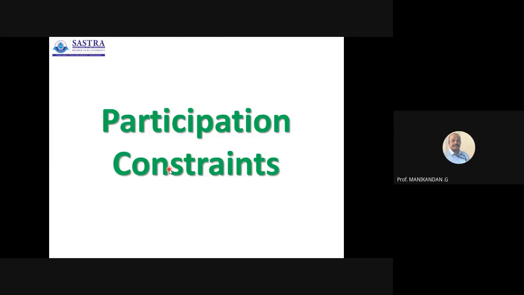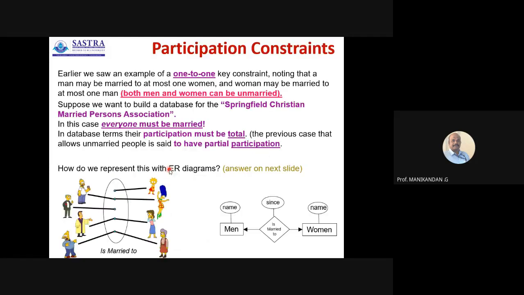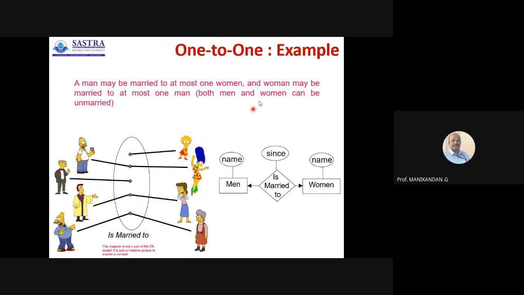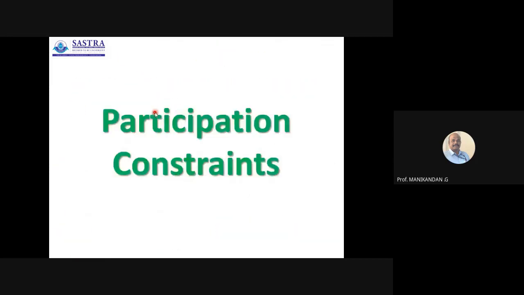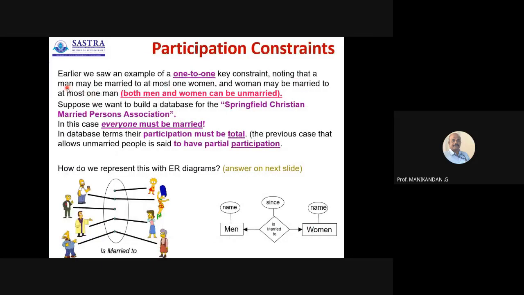So the next idea is about participation constraints. Now we will modify the problem statement. Earlier we saw one example for one-to-one key constraint. You remember this problem statement. What is the problem statement? A man may be married to at most one woman, and a woman may be married to at most one man. Now see the next line, both men and women can be unmarried. Now we are going to modify this problem statement. So this is the problem statement for the example we saw for one-to-one key constraint.